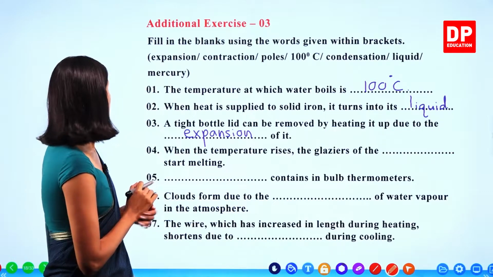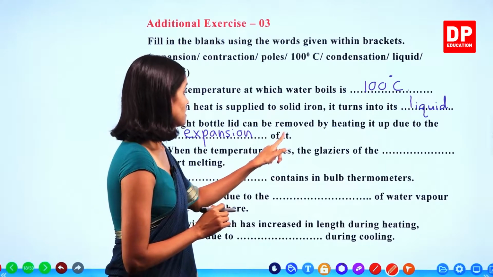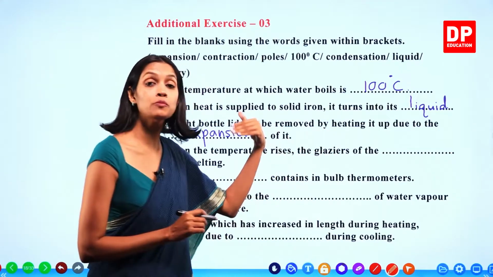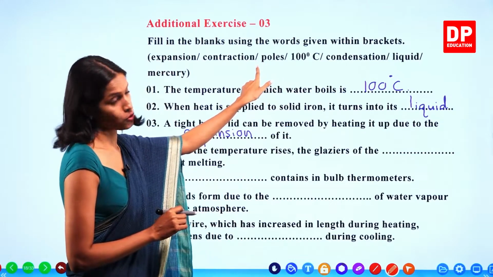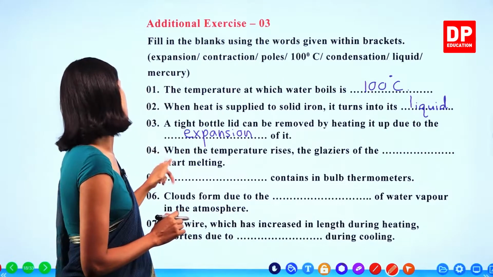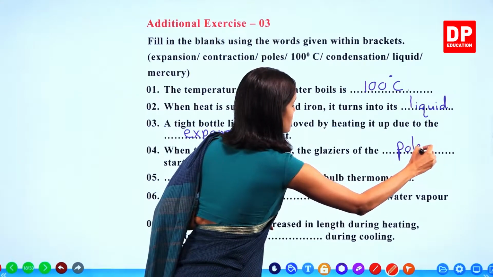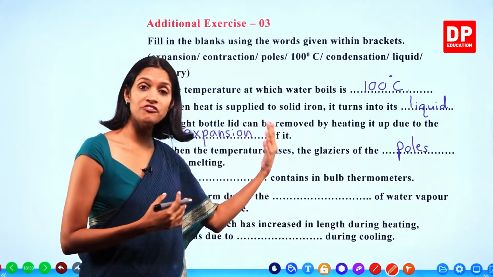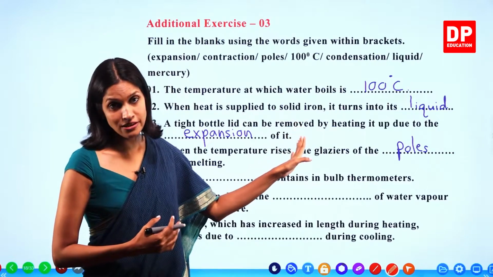Okay. Number 4. When the temperature rises, the glaciers of, where can we find glaciers? In the polar regions, right? The glaciers of the poles start melting. That is also a change of state. Because of absorption of heat, glaciers means ice, solid, turns into its liquid, okay?